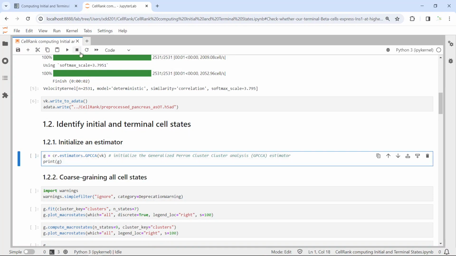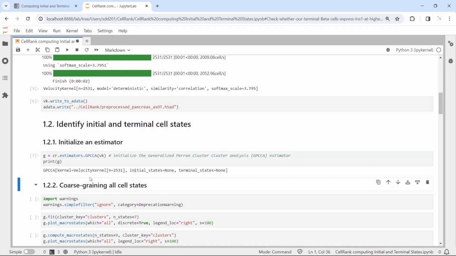We can run. You can see we have the GPCCA for the velocity kernel. In this dataset, we have 2,531 cells, but at the moment, we don't have the initial cell states and the terminal cell states. So next, we can run a Schur decomposition analysis to identify all the initial and terminal cell states in this dataset.